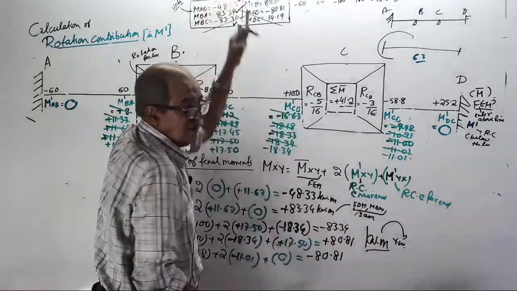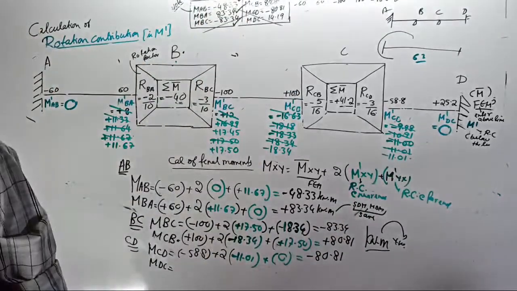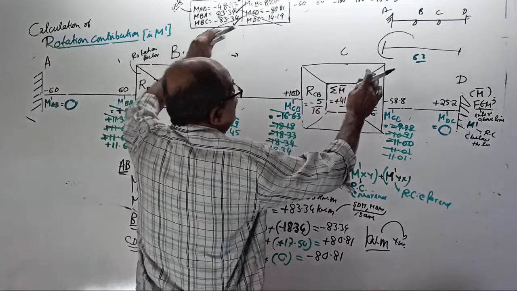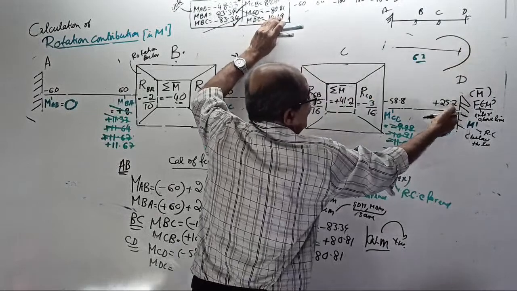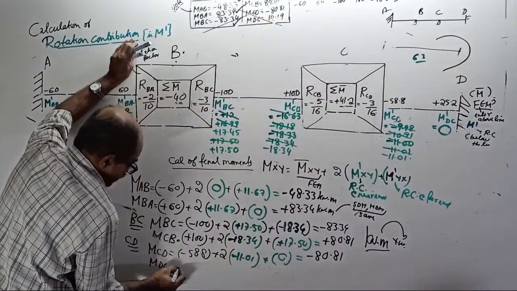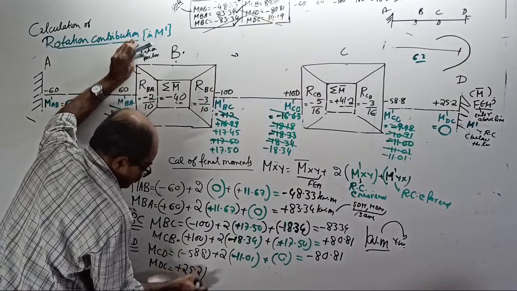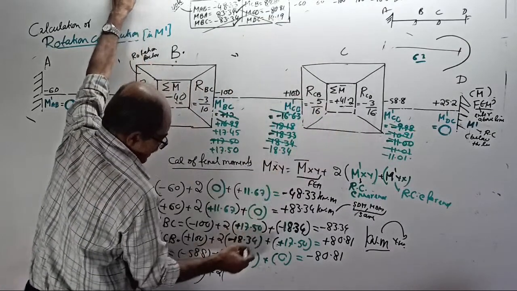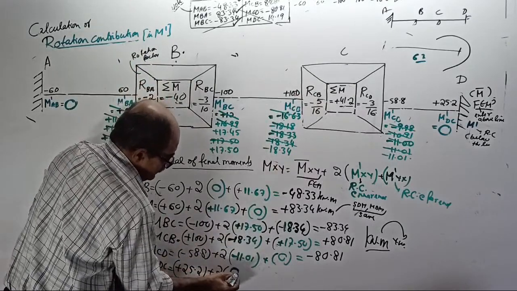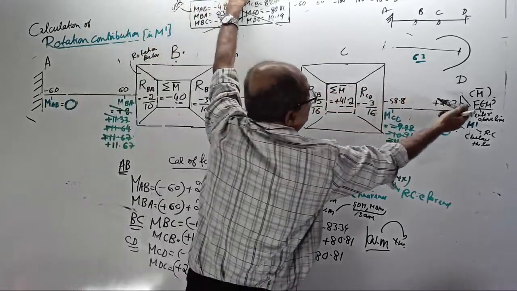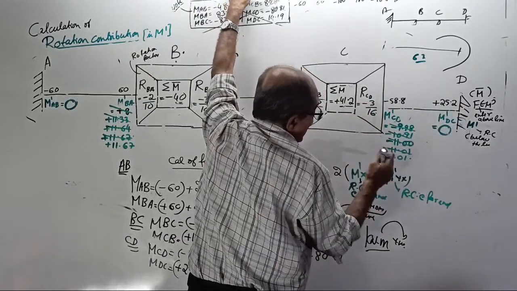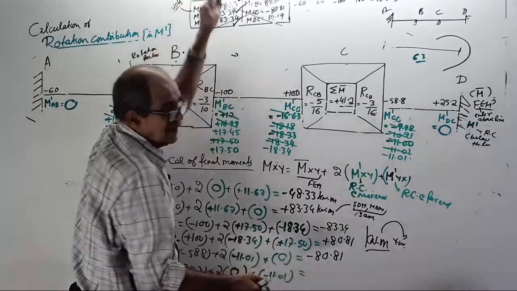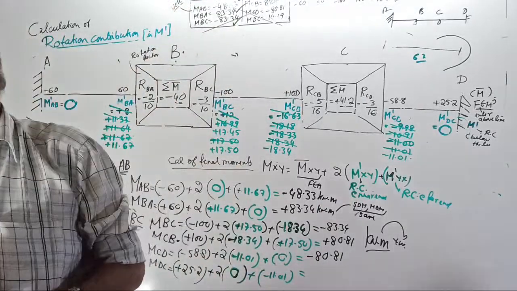I forgot to tell. Are you getting? Are you getting or not? Okay. Now last member, which one? MDC. Corresponding FPM plus 25.2 plus 2 times of contribution there is 0. 0 plus MDC contribution at the far end minus 11.01. Answer. Over. I won't ask you anything further.